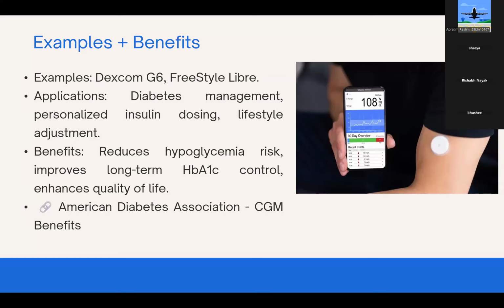Now we'll see its examples and some benefits. Its examples include Dexcom G6 and Freestyle Libre, and its applications include diabetes management, personalized insulin dosing, and lifestyle adjustment. Its benefits include reduced hypoglycemia risk, improved long-term HbA1c control, and enhanced quality of life.